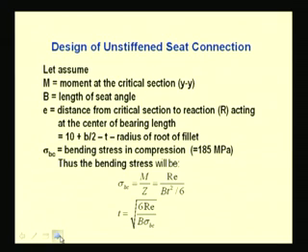If the moment at the critical section is assumed as M and the length of the sheet angle is denoted as B, then we can find out sigma BC as M by Z, where M is nothing but R into E. That means R is the reaction that is given because of the load coming from the system through the beam or girder. And E is the eccentricity, that is the distance from the critical section to the reaction acting at the center of the bearing length.